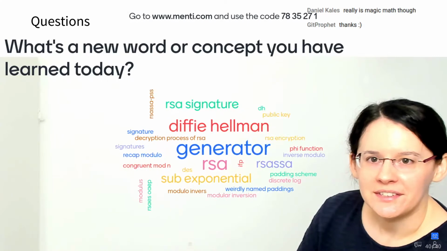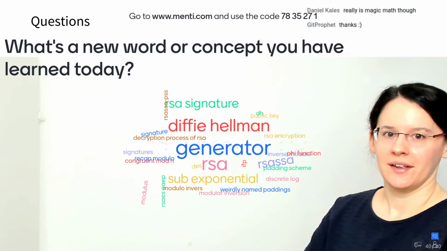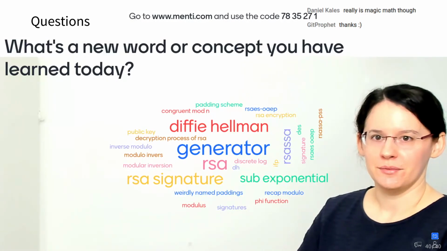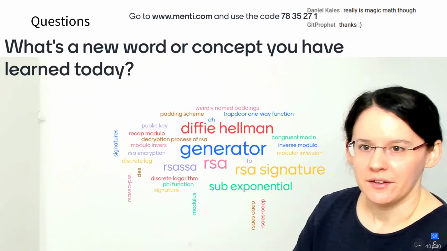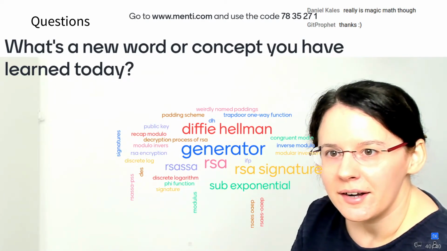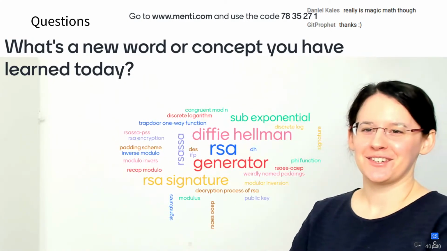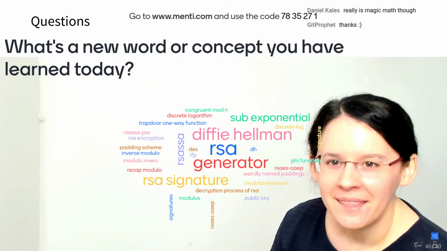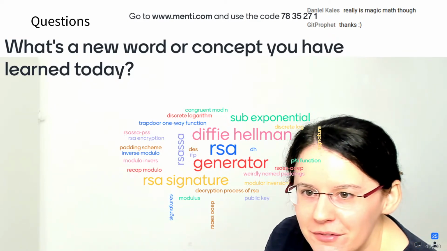What else do I see here? Discrete log scheme. Yeah, very important problem that you will see very often also in modern schemes, in more recent schemes. The phi function. What else do I see here? Weirdly named paddings. Yes, that's definitely a feature of today's lecture. Anything else? The decryption process of RSA.